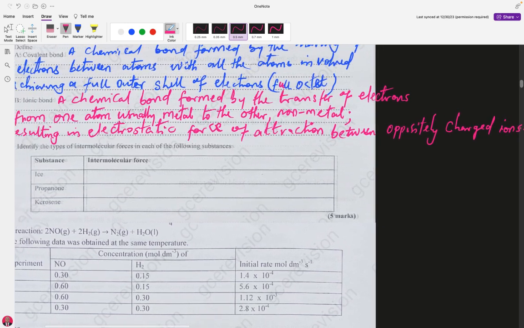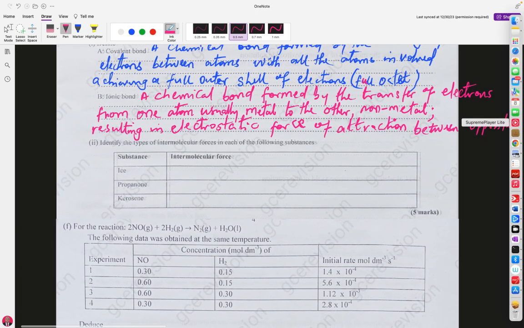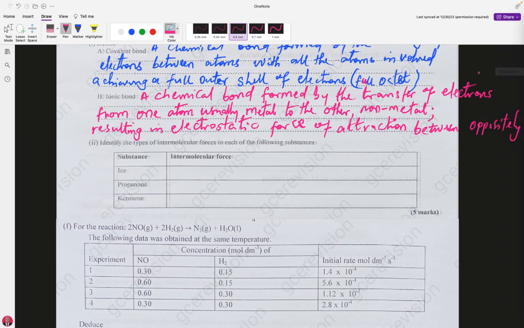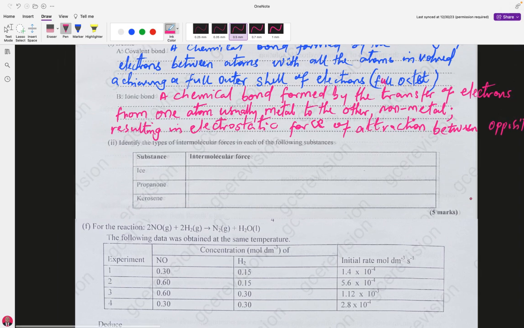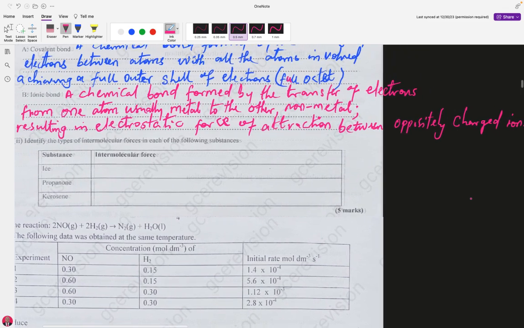So we can now say a chemical bond formed by the transfer of electrons from one atom, usually a metal, to the other non-metal, resulting in electrostatic force of attraction between oppositely charged ions. That is what we call an ionic bond.